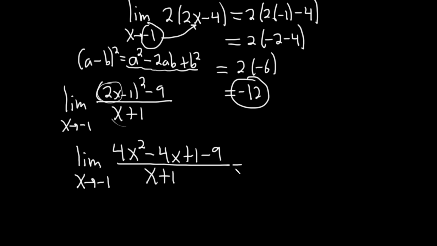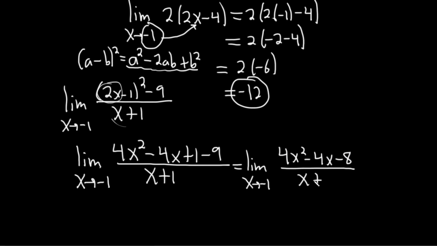So this is equal to the limit. Again, we always have to write the limit sign until we actually take the limit. So let's just go ahead and perform the subtraction here. So 4x squared minus 4x. 1 minus 9 is -8. That's all over x plus 1.